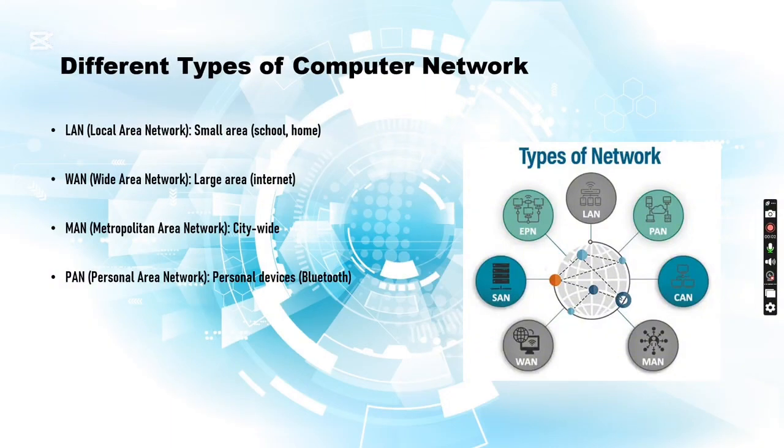Different types of computer network: LAN, local area network, small area, school or home; WAN, wide area network, large area, internet access; MAN, metropolitan area network, city-wide; PAN, personal area network, personal devices, Bluetooth or others, mobile hotspots.